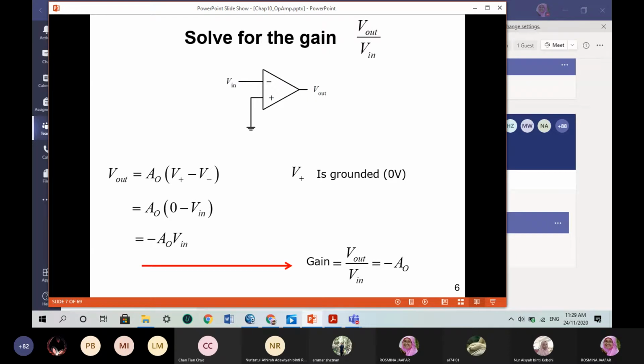So this is why we say negative means opposite. This only happens when your V plus is connected to the ground. Okay, and when you apply V in to the inverting input terminal, you will produce a negative value. So from that, we mention this is the inverting input, with a minus sign.